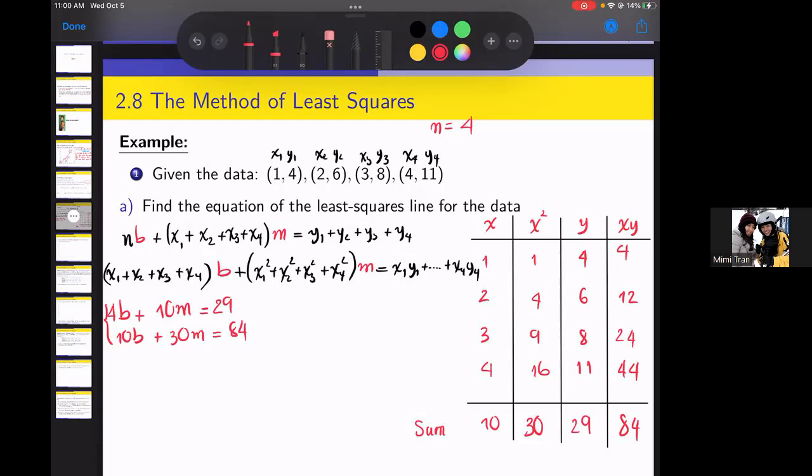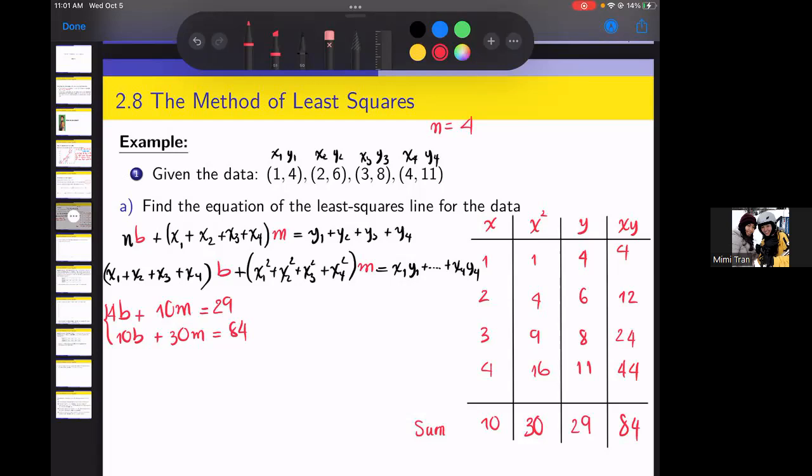So far, so good? Do you guys know how to solve this? You should. If you don't, I'll be very, very unhappy. How do I solve this? What method do I use? Just give me one. Doesn't have to be the one I want, but just give me one. Yeah, elimination.